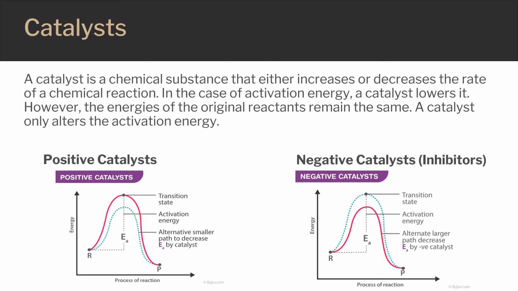Negative catalysts, inhibitors. A catalyst that decreases or retards or helps in slowing down the rate of a reaction is called a negative catalyst. It works by increasing activation energy by taking a longer alternative path. Biological catalysts are known as enzymes.